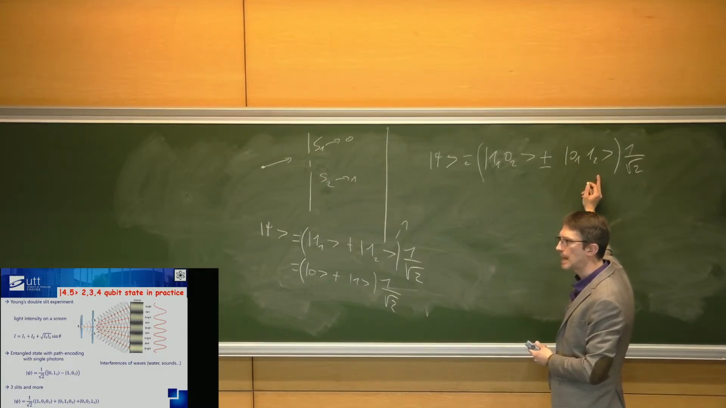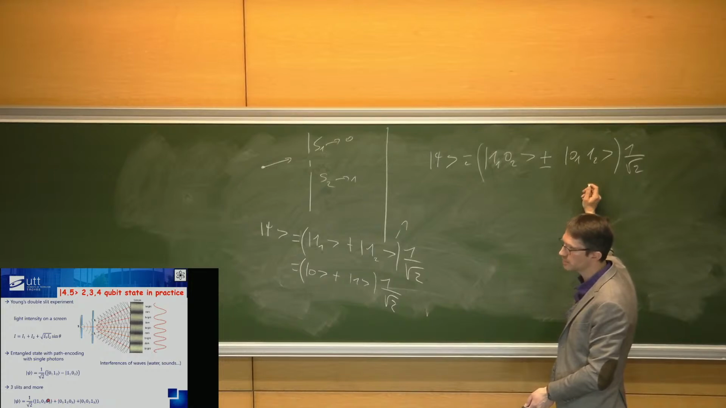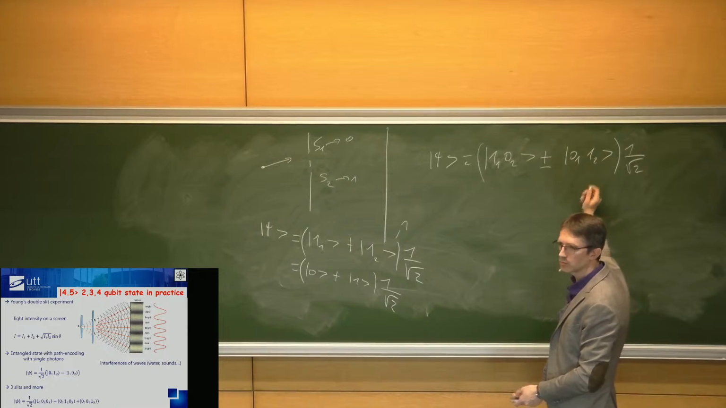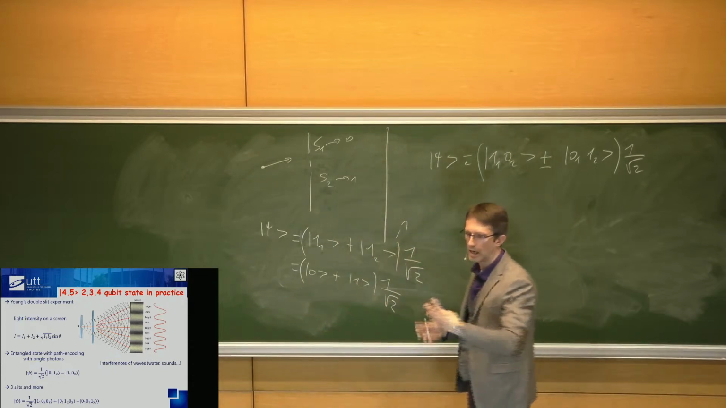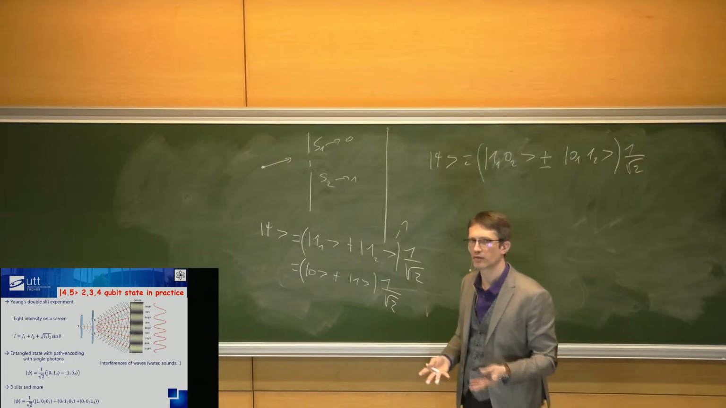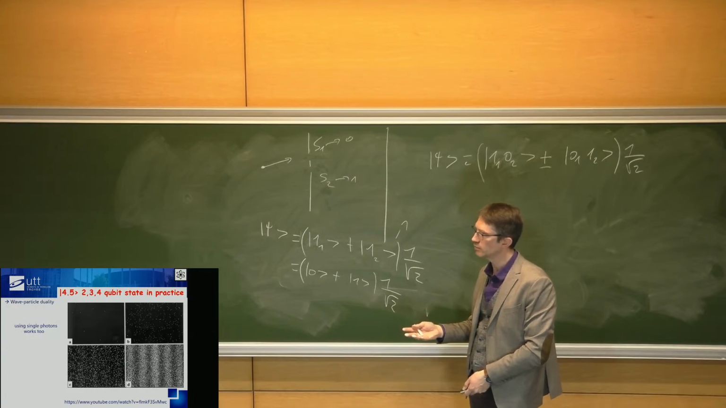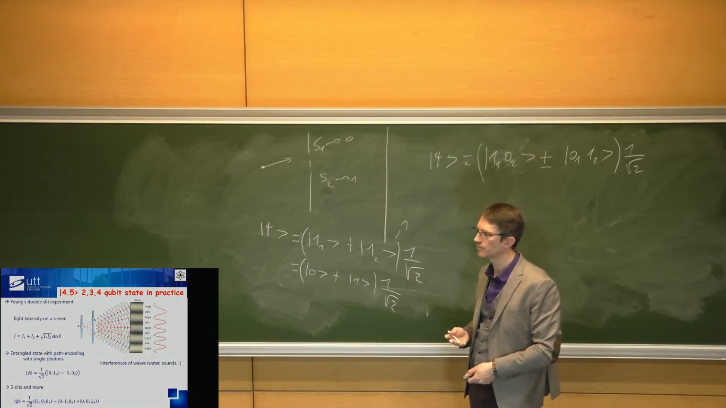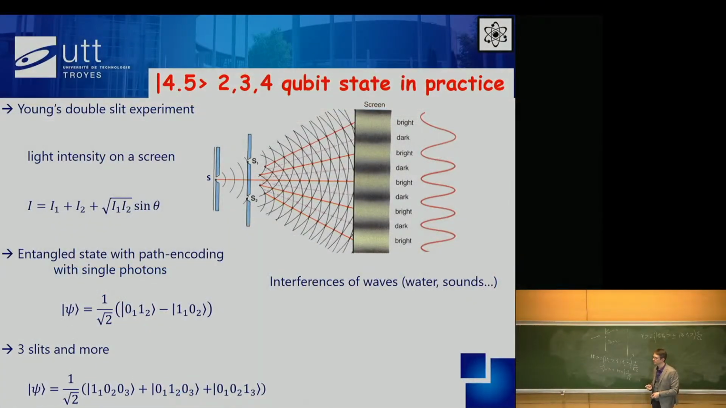Now, I can do that with 2 slits, but I can do it with 3 slits. So with 3 slits, it would look like 1, 0, 0 plus 0, 1, 0 plus 0, 0, 1. Which is what? Which is 1 photon goes through one of the 3 slits at the same time. I can do that, like I can do it with water and a laser. I would have a different interference pattern, so it wouldn't look exactly like this one, but I would have an interference pattern the same way. So in this case, I have a 3-qubit system, in a way.